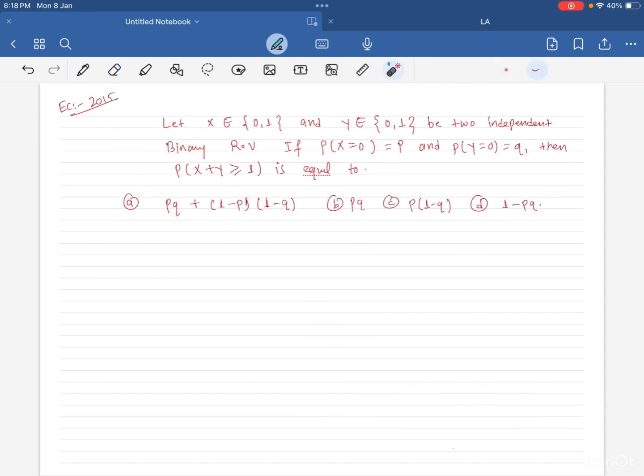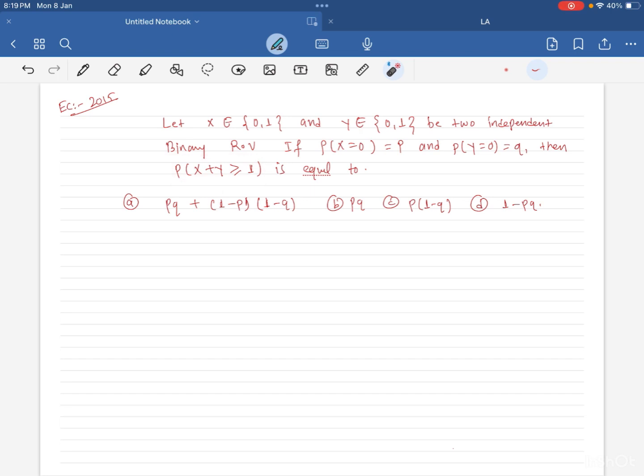Okay, let's look at this question. So this question is from EC 2015. Let x belong to 0 or 1 and y belong to 0 or 1 be two independent binary random variables. If the probability that x takes 0 is equal to p and the probability that y takes 0 is equal to q, then the probability that x plus y is greater than 1 is equal to. So we have to find the probability that the sum of these two random variables is greater than 1, right?